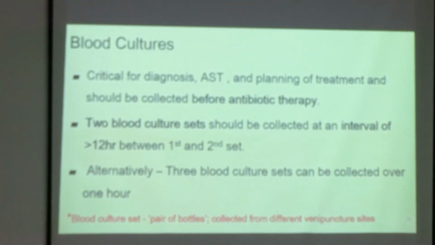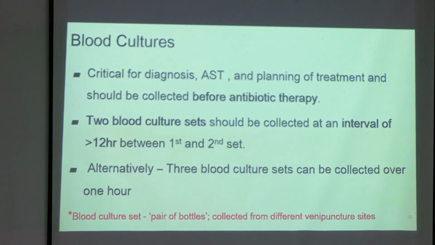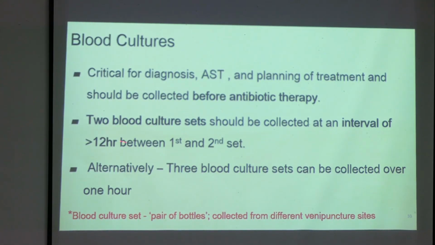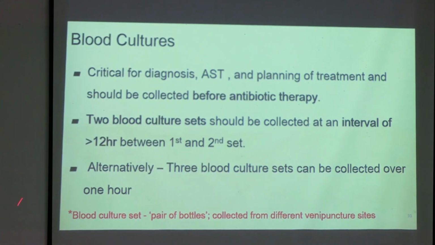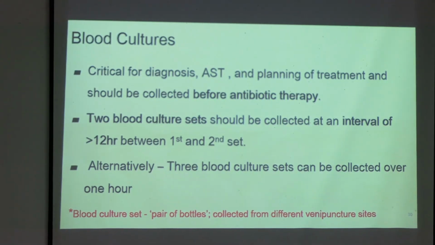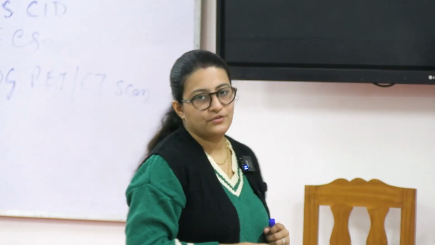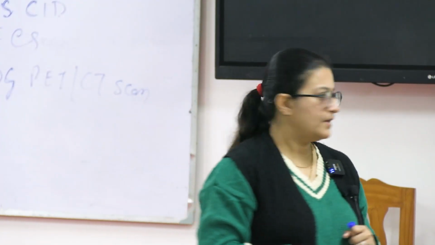So blood culture is very important for diagnosis. Always collect 2 sets of blood culture at an interval of 12 hours, and generally it should be prior to administration of antibiotics, or at the starting of the fever spike most commonly. Then alternately you can collect 3 blood culture sets collected over 1 hour.